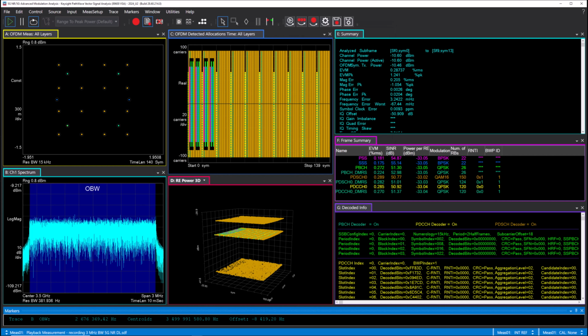In summary, the 89600 VSA software delivers the industry's first 5G Advanced signal analysis, leveraging its leading-edge capabilities for advanced technologies, including 6G research.